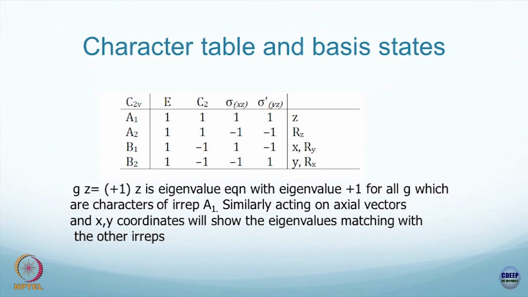Mirror reflection on the xz plane will not change z, it will give you a +1. If you just did it on the z coordinate and not the axial z coordinate, this will also be +1. So, +1, +1, +1, +1 will happen for the z coordinate, and +1, +1, -1, -1 will happen for the axial vector z component, which is denoted by R subscript z. Is that okay?